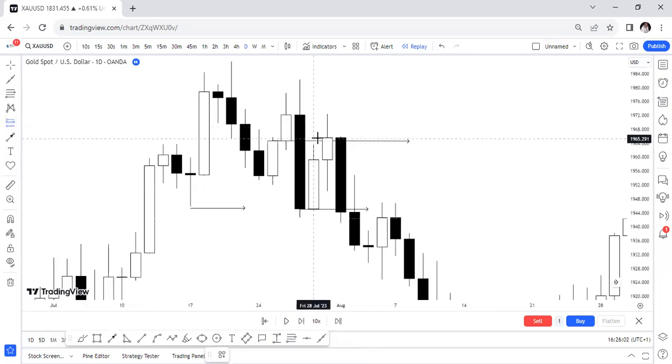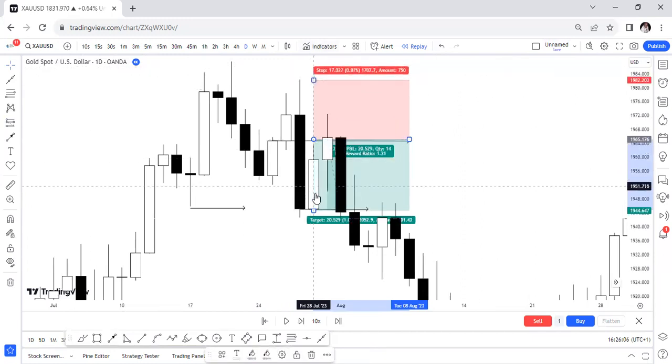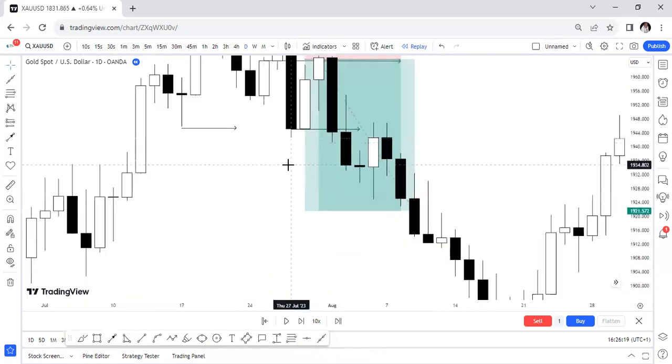So the highest high will be your DC. You can put your stop here. Then your first target will be here. And price fully enters your trade. It starts coming down. You see it coming down till you capture the whole pips there.